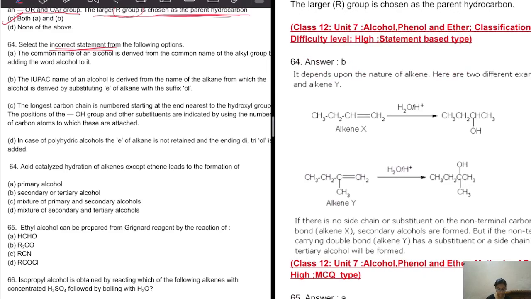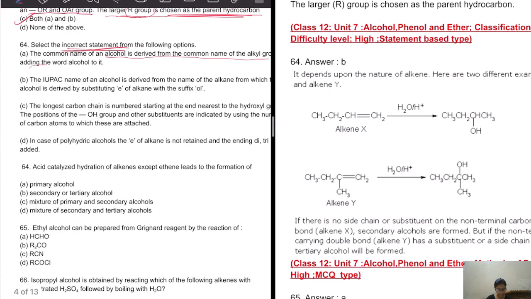The common name of an alcohol is derived from the common name of the alkyl group by adding the word alcohol to it. For example, I have C2H5OH. It is also called ethyl alcohol. How did we come up with the name? This is C2H5. The alkyl name is ethyl, and we just added alcohol after it. So it became ethyl alcohol. So statement A is correct.